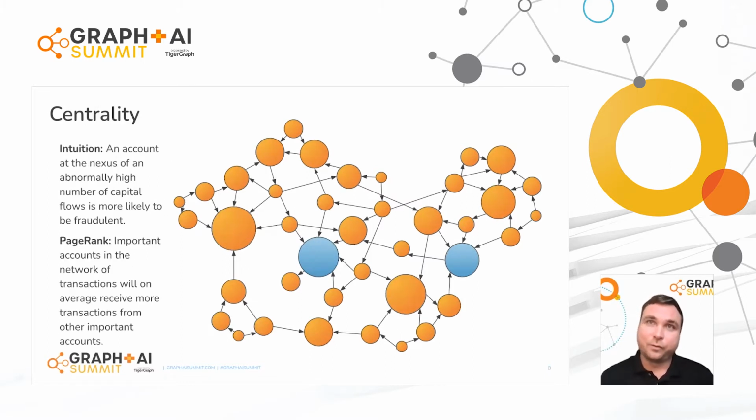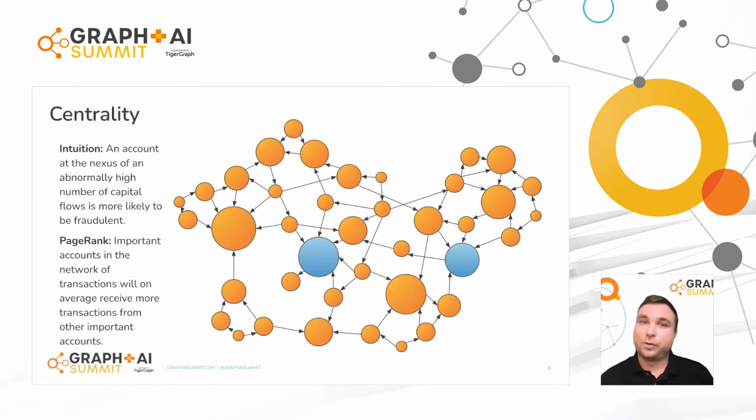An example of what we call a graph feature that can be incorporated into a machine learning model is the concept of centrality, i.e. how important a particular data point or node is in the overall network. For example, this could be an account that receives an abnormally high number of inbound and outbound transactions. It could be a person that has lots of accounts, etc.